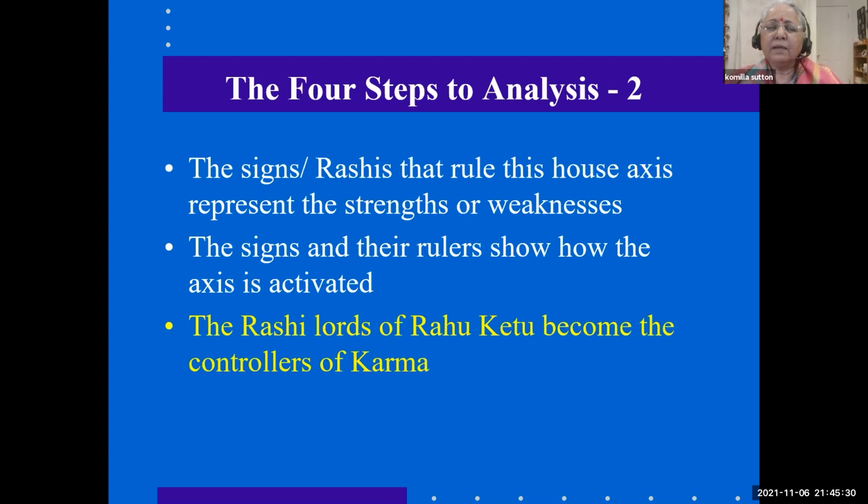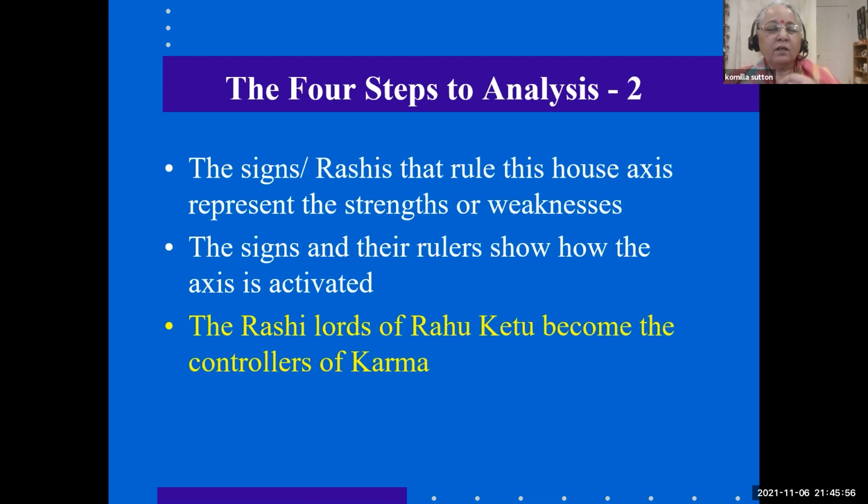So step 2 is that the signs and Rashi that rule this house axis represent the strengths or weaknesses. Signs and their rulers show how the axis is activated. Rashi lords of Rahu Ketu become the controllers of the karma, because Rahu Ketu are shadows, so they have lords.